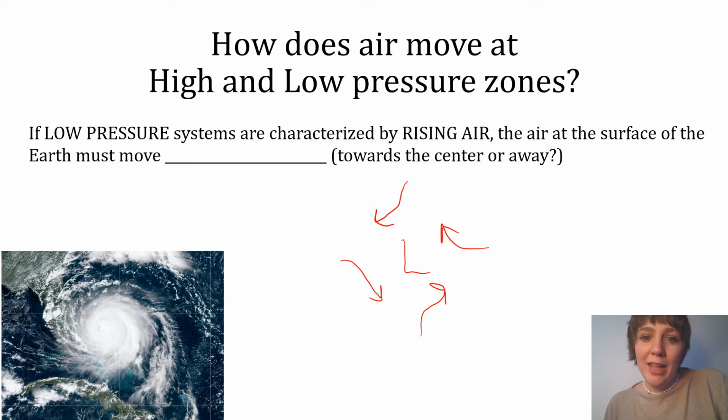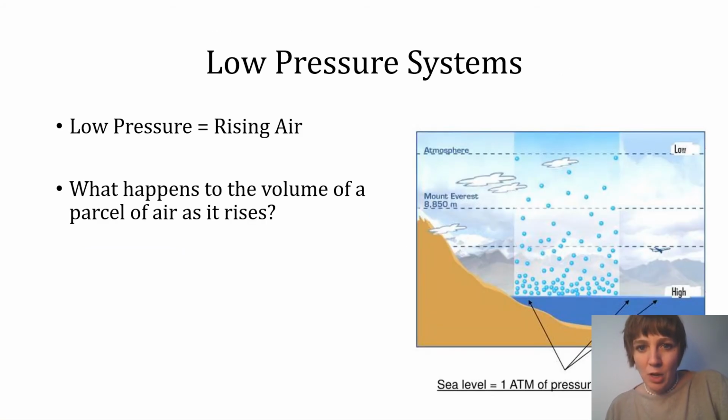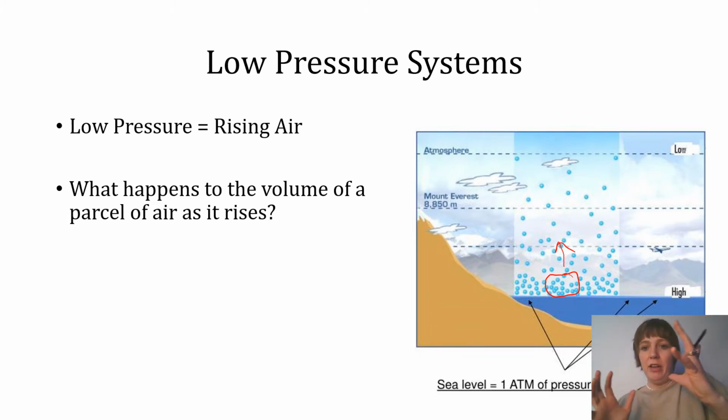So let's think about why that is, why the rising air results in storms and the sinking air results in clear skies. We remembered that low pressure systems are rising air, so let's consider what actually happens to a parcel of air as it rises up through the atmosphere. Well, if we start by considering a small parcel of air down near the surface, and then we let it rise upwards, it's actually moving into a place with less pressure acting on it and smooshing it, right?